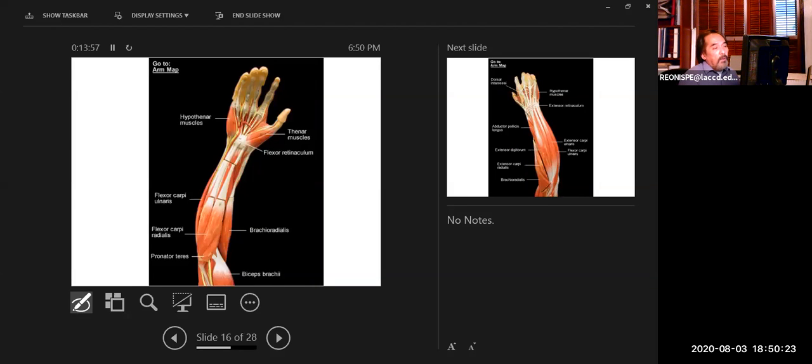So flexor muscles. Remember, I needed three muscles here. Again, my landmark, brachioradialis. Then we have this muscle above the flexor retinaculum. That's going to be your palmaris longus. So beside that, on the thumb side, would be the flexor carpi radialis. Then the pinky side is going to be flexor carpi ulnaris.